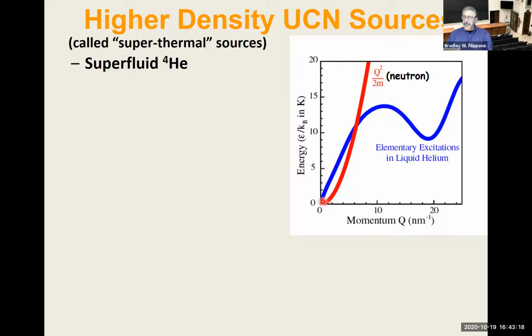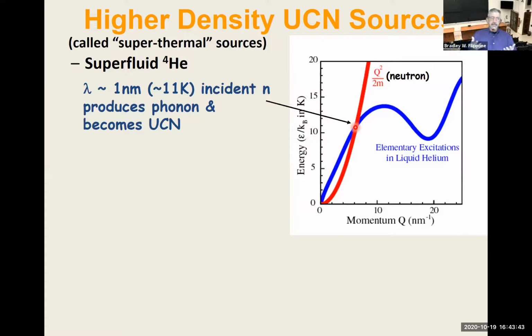And then if you simultaneously plot the neutron's dispersion relation, which is just p squared over 2m, the momentum squared over 2m, it's non-relativistic, obviously, you'll notice that they cross at a particular energy, which is written in terms of absolute temperature. So this is about 11 Kelvin, which means a wavelength of about a nanometer.